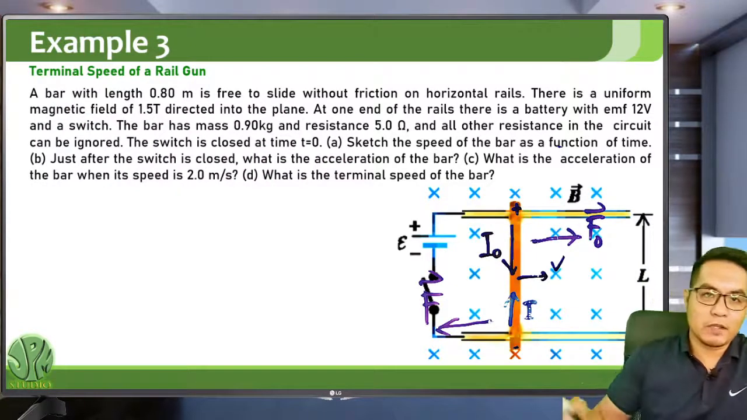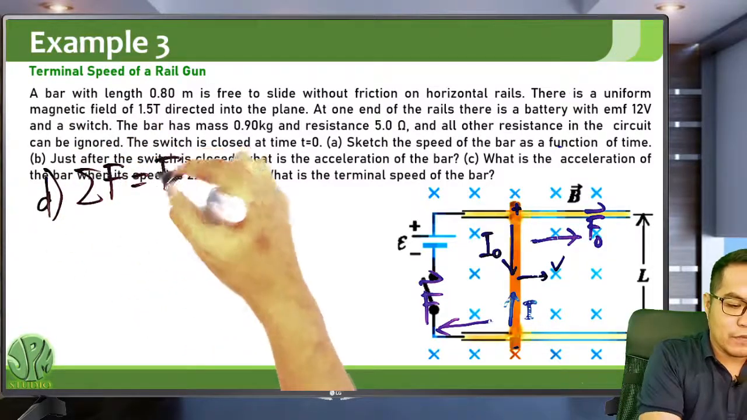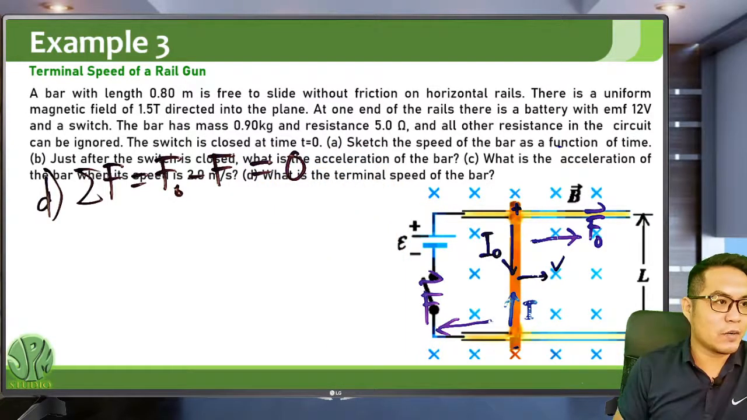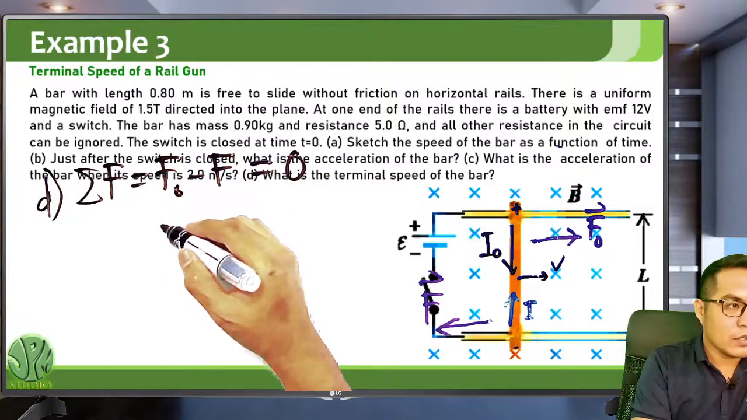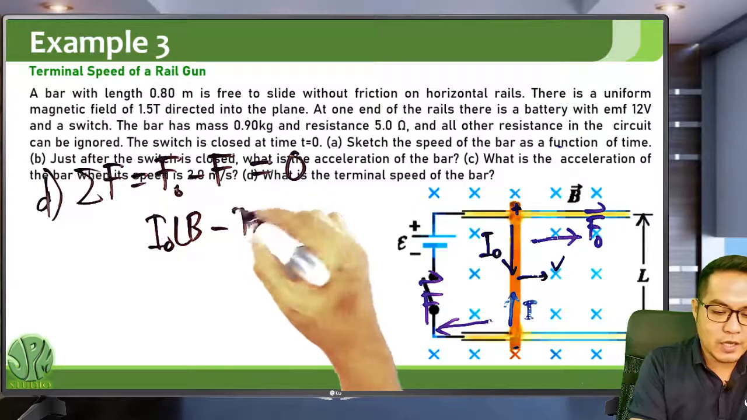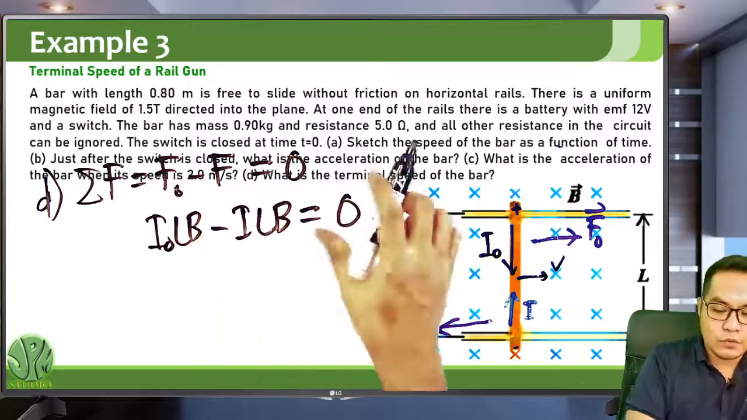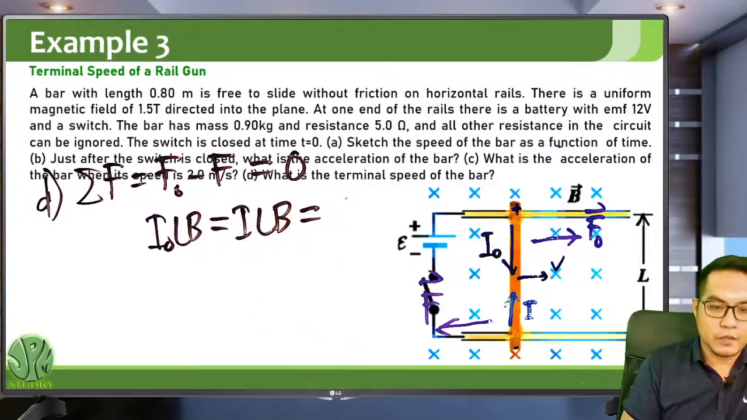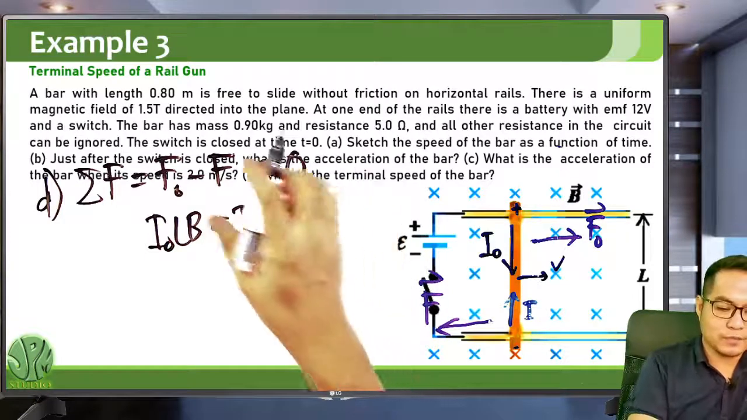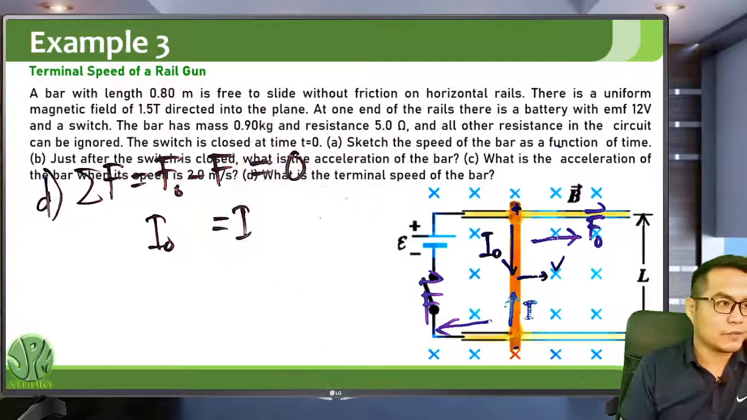So that's the question for letter D. What is the terminal speed of the bar? In letter D, the net force, which is F naught minus F, is equal to 0. So the two forces are now equal. So this is I naught LB minus ILB, and this is equal to 0. Therefore, these two terms are equal. Divide both sides by LB, meaning I naught is equal to I.